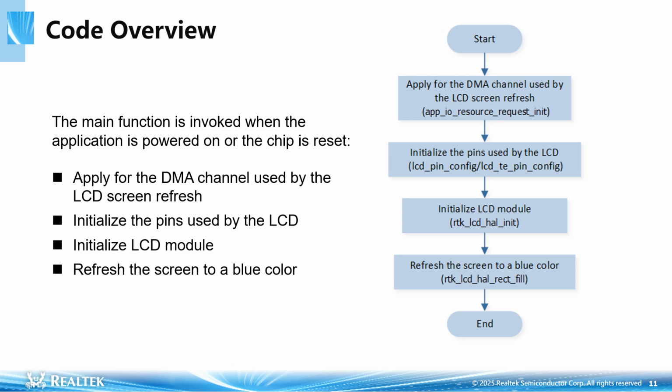This section will introduce some of the source code used in the application of this project. When the application is powered on or the chip is reset, the main function will be called. In the main function, the function app.io resource request init is first called to request the DMA channel used for LCD screen refreshing. Then, the pins used by the LCD are configured. Next, the function RTK LCD HAL init is called to initialize the LCD. Finally, the function RTK LCD HAL RECT fill is called to refresh the screen to a blue color.